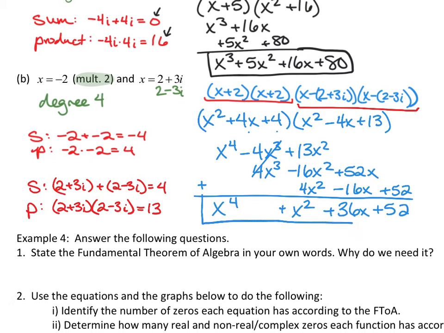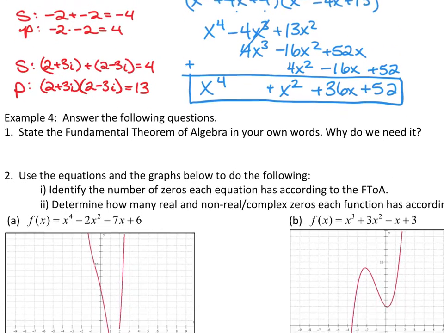And this polynomial here, x to the 4th power plus x squared plus 36x plus 52, would have 4 different zeros. 2 of them are a repeating negative 2, 0, and then the imaginary solutions 2 plus or minus 3i.